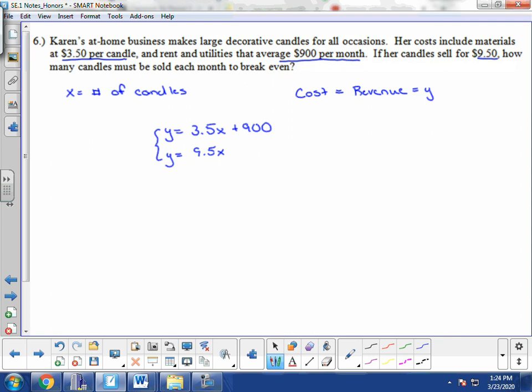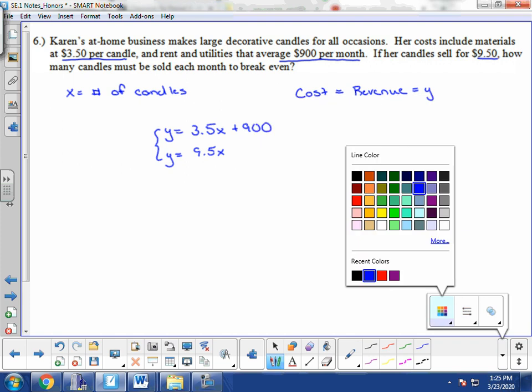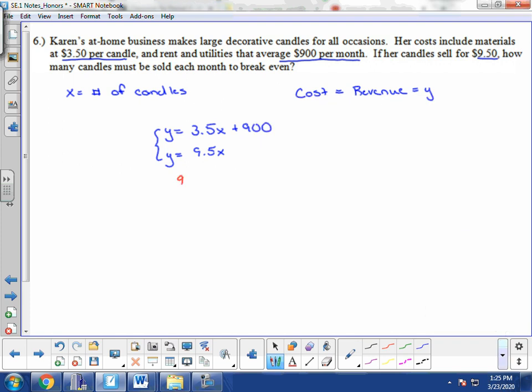So we could solve this one by substitution or elimination. I'm going to go ahead and substitute since y is already by itself. So then I can take 9.5x and substitute it in for that value of y. So let's go ahead and do this algebraically. Again, we could do it graphically, but I'm just going to practice those algebraic solving methods right now. So 9.5x equals 3.5x plus 900.